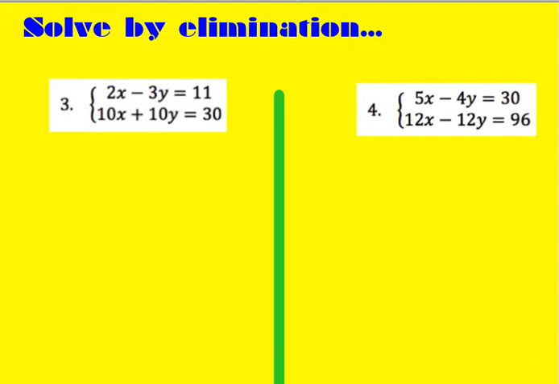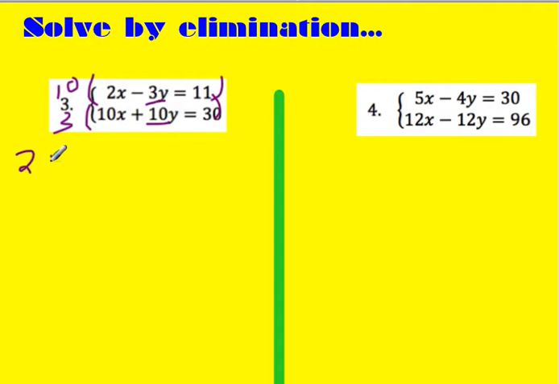So then we're going to take, and I need to ask myself, what can I multiply -3 by to get 30? And that's going to be a 10. So I'm going to multiply this first one by 10. Then I'm going to ask myself, what can I multiply 10 by to get 30? And that's going to be 3. So I multiply the top one by 10, the bottom one by 3.